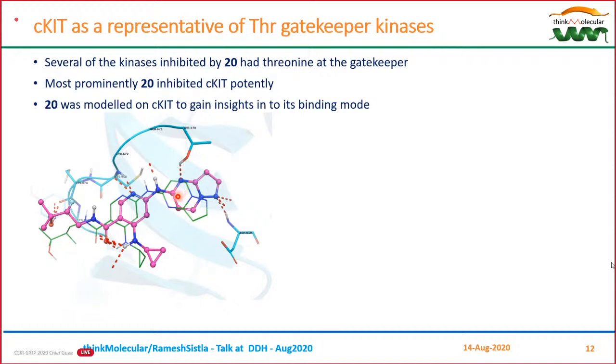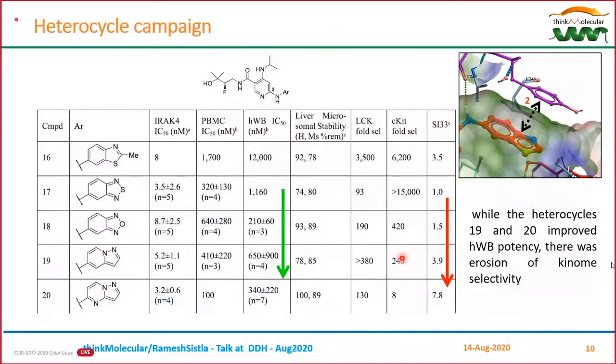So what happened when I modeled compound 20 on c-KIT? What I saw was that this ring had dramatically flipped, such that this nitrogen elicited an interaction with threonine 670 of c-KIT. This was consistent with our observation from 2 slides back, so please remember this particular nitrogen. You see the c-KIT fold selectivity. I'm showing you 19, where we don't have that nitrogen, so we have a lot more fold selectivity for c-KIT as opposed to 20, where we had that nitrogen.